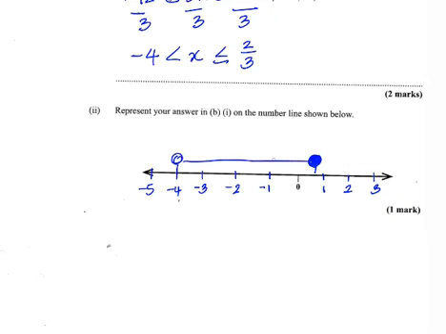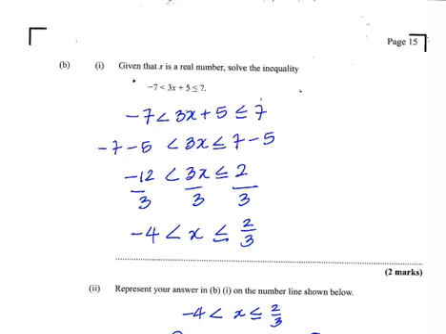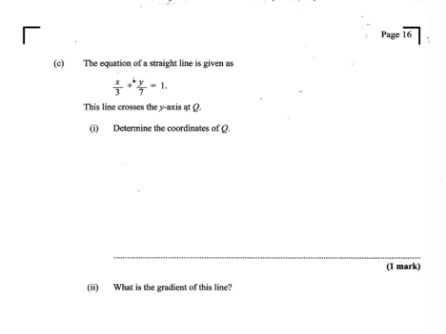So this region here is the region where x is less than or equal to 2/3, but greater than minus 4. So this is x is less than or equal to 2 over 3, but greater than minus 4. Alright, next.